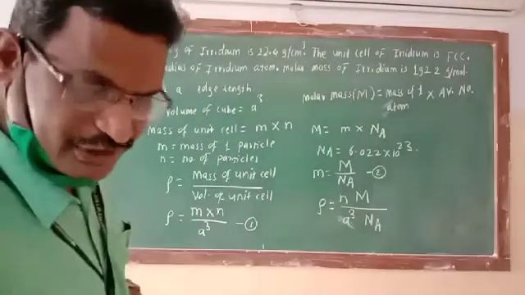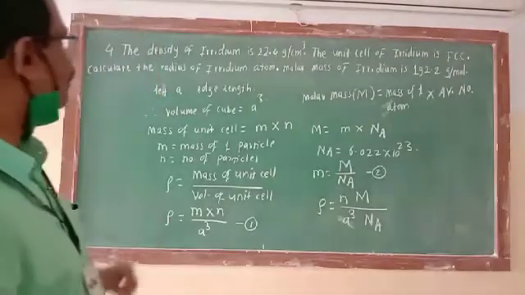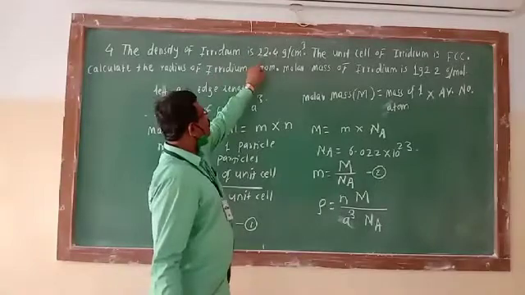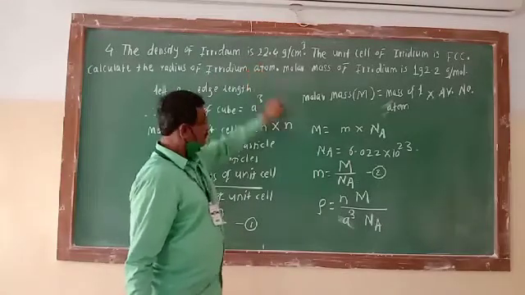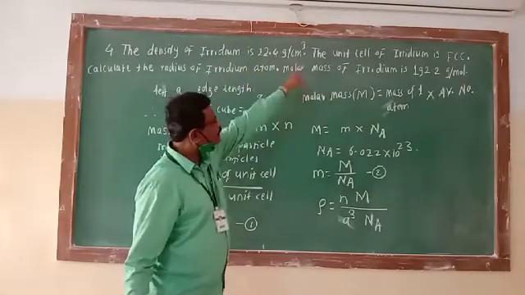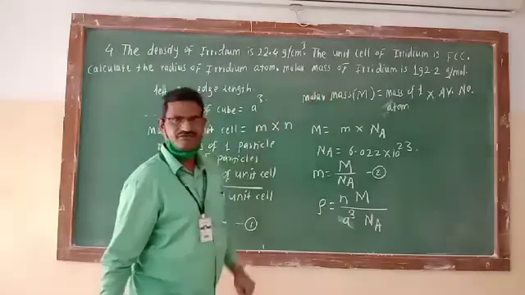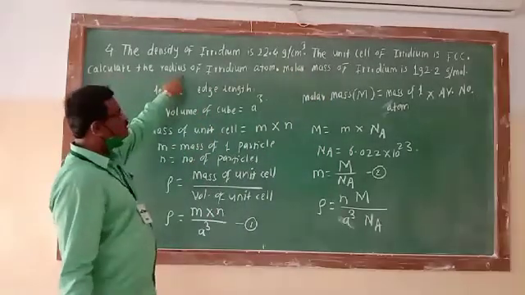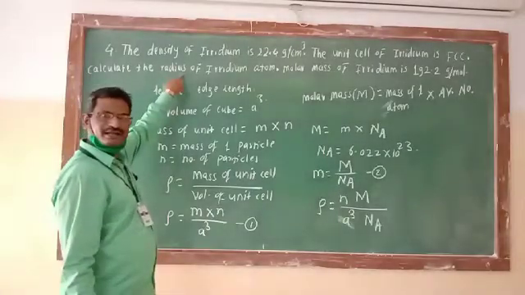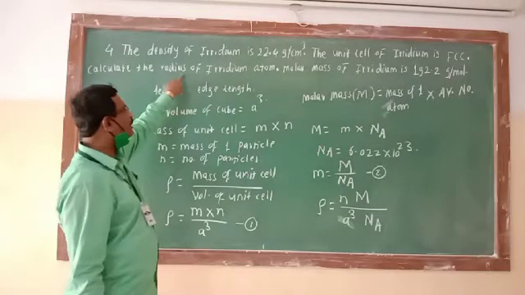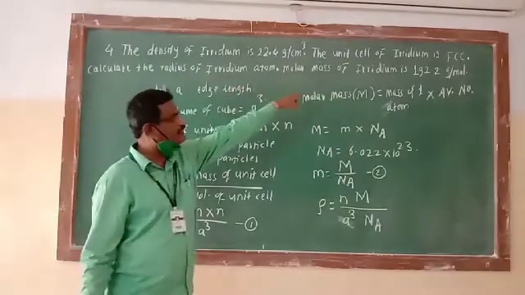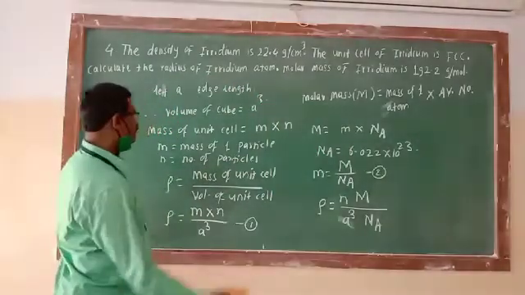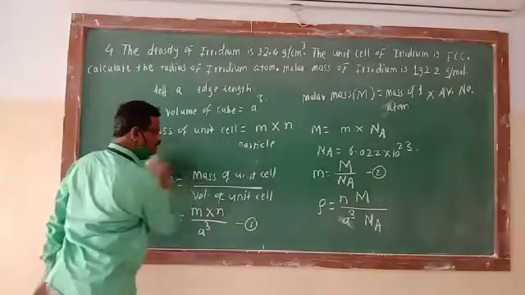So now let us continue with problem number 4. The density of iridium is 22.4, means rho is given. The unit cell of iridium is FCC, face centered cube. Then calculate the radius of iridium atom, that is nothing but r we have to find out, and molar mass of iridium is given as 192.2 gram per mole. So now let us solve that problem.